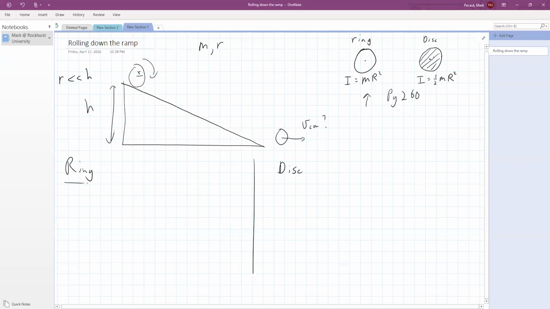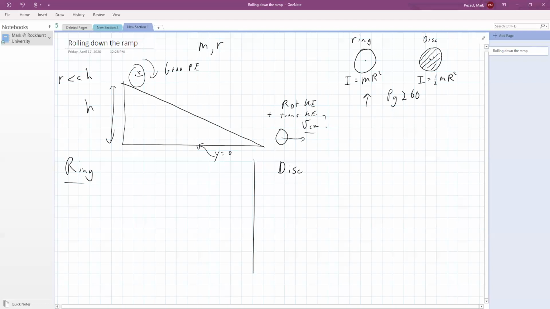Okay, so let's write the energy for the ring. I'm going to use y equals 0 as my zero point for gravitational potential energy. What we're saying here is the gravitational potential energy at the top gets converted into kinetic energy at the bottom. And we're going to say that's rotational kinetic energy. But it's not just rotational kinetic energy, because we want to find the velocity of the center of mass of this thing. So it's also going to be translational kinetic energy.